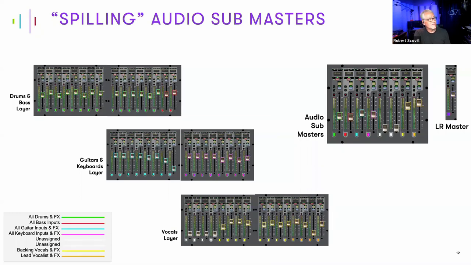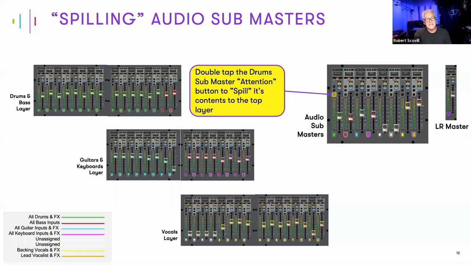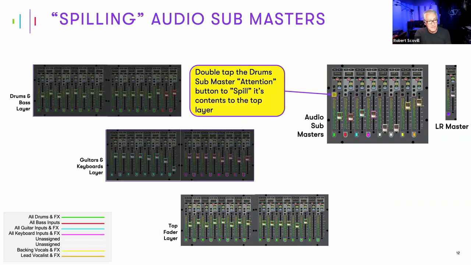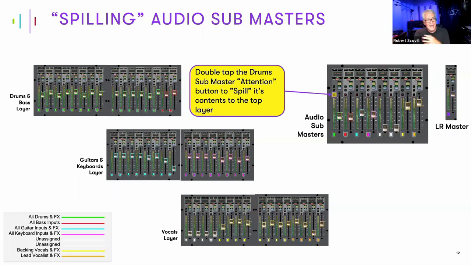And if we were to double tap the attention button in that situation, it would spill the contents of that out on the top layer. Now, it's important to note that all of these inputs don't need to be right next to each other. They can be scattered all over the place in terms of your input layers. But if you spill that group, it's going to collate them on the top layer for you and put them in order as they sit. So you can get to them very, very quickly, then just release the spill and it goes right back to where it was. So it's a way to drill down and filter out all of your input layers and only show me the things that are assigned to that particular submaster.